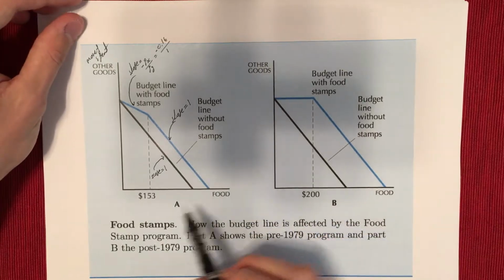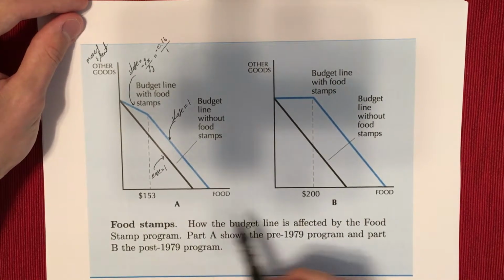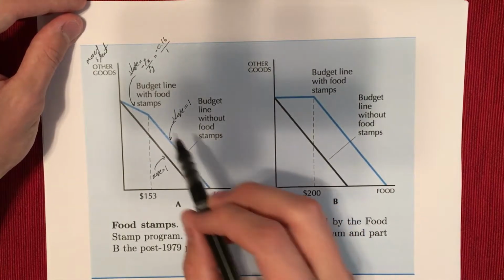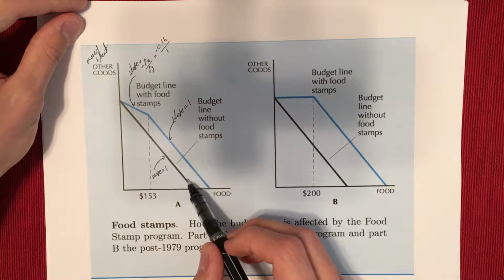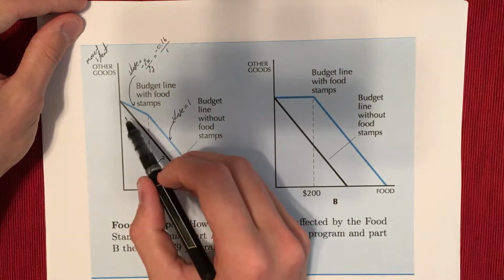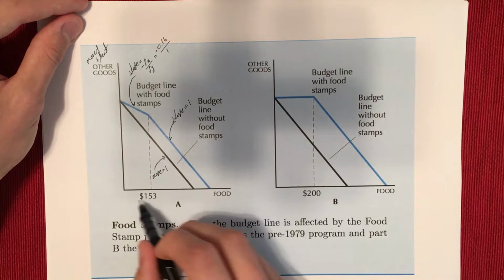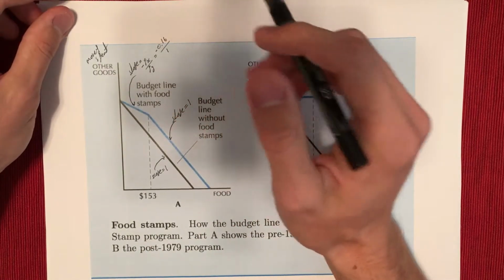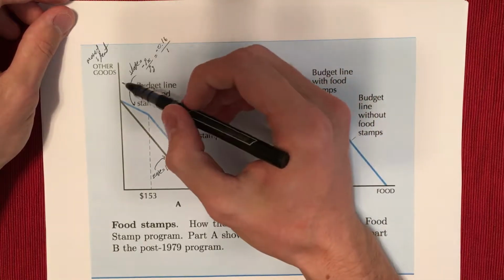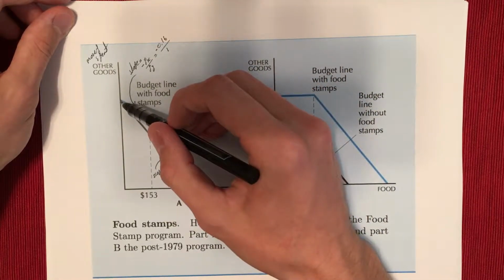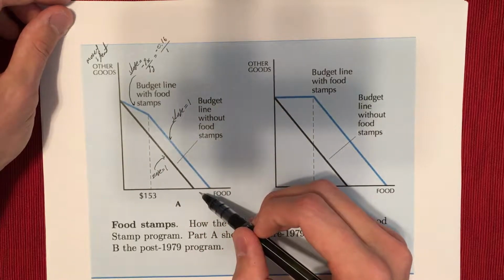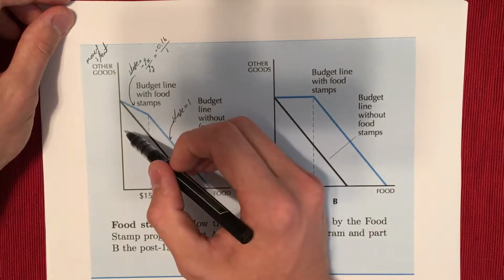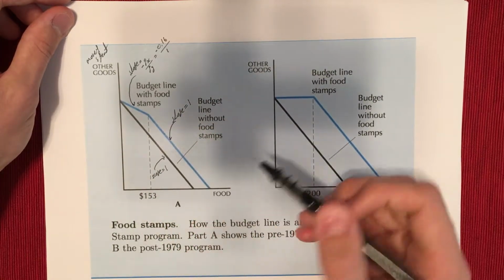So here we have two charts. A represents pre-1979, B represents post-1979. So I'm going to start with what's most simple, which is this black line here, which represents the budget line of those not enrolled in the program. So here on the x-axis, they have graphed food, and on the y-axis, they have graphed other goods. What they mean by other goods is any dollar that could be spent on another good. So this is why the black line has a slope of 1, because any dollar spent on food is exactly equivalent to $1 that is not spent on other goods. So here we have a slope of 1.